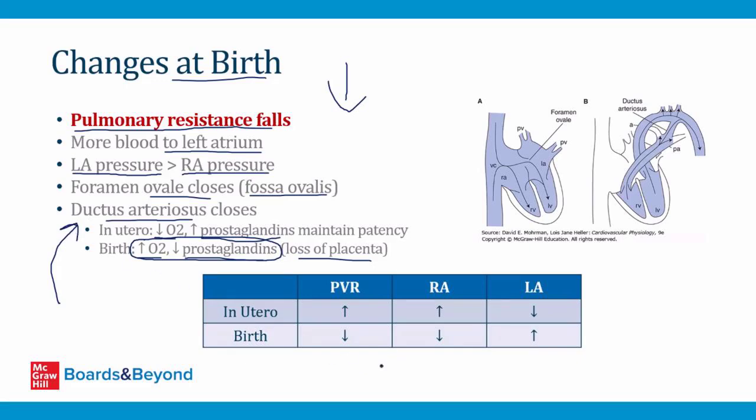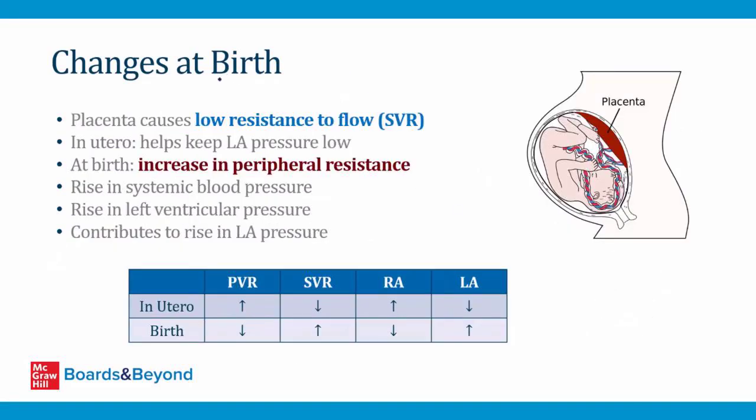So at the bottom of the screen, I've put a super high yield table that you should know before your step 1 board exam, and it shows the changes that happen from in utero to the time of birth in pulmonary vascular resistance, right atrial pressure, and left atrial pressure. You want to make sure you understand all these things because lots and lots of questions can be generated from these changes.